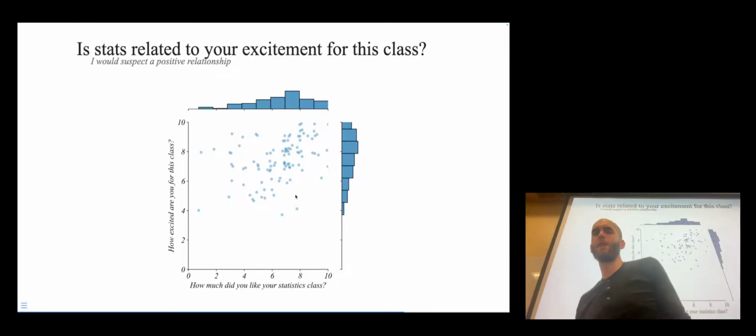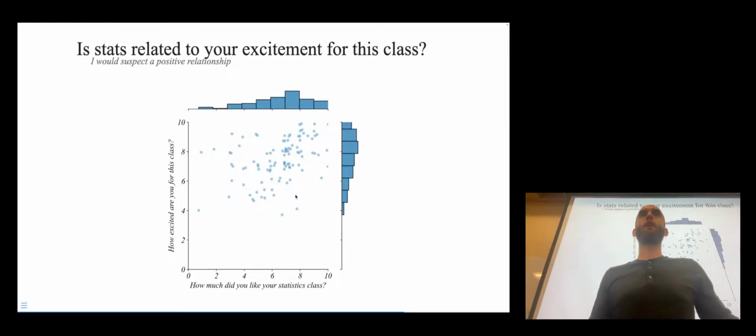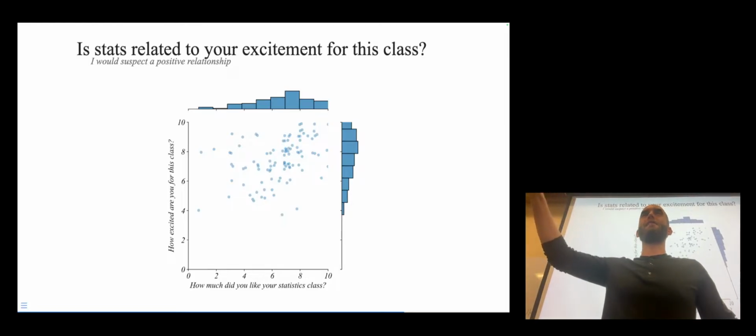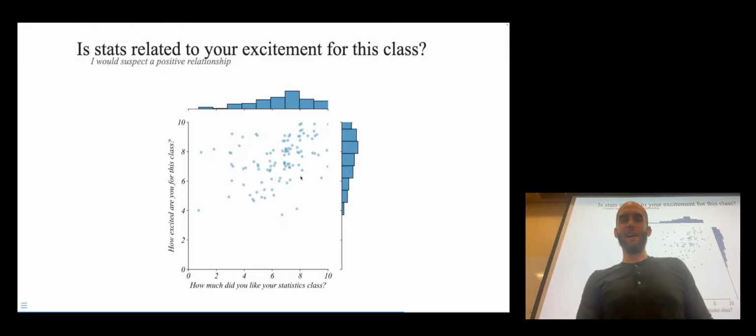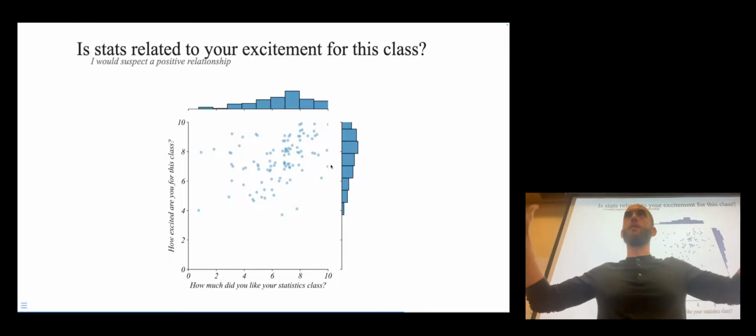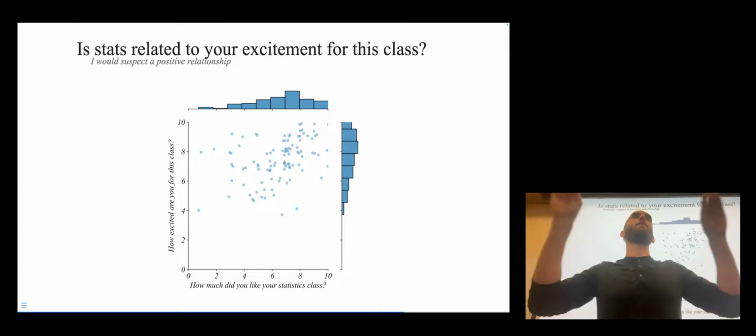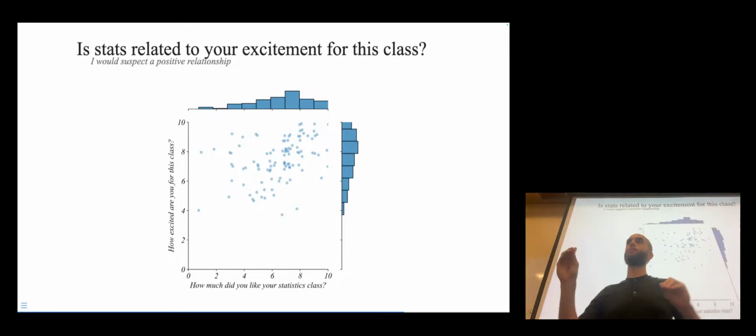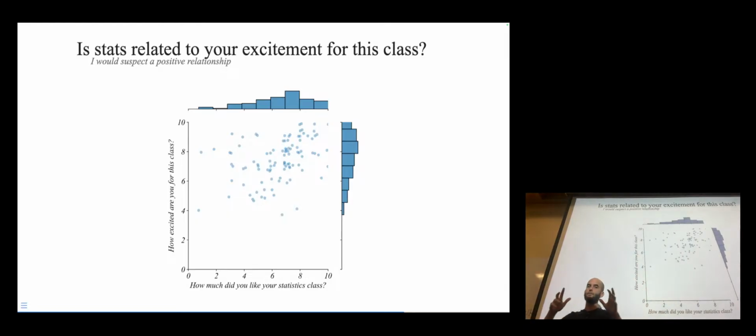And it turns out, thankfully, a lot of people are somewhat excited. I collected this before we did Python last class, so maybe this has gone down a little bit. But on the vertical axis, we have your excitement for this class, and then I have a histogram of that excitement on the vertical axis. And going in, when I collected this data, I would suspect that there's a positive relationship between these two variables. And generally, that's what we see. If you liked your statistics class, which is maybe the closest previous class to what we're doing in this class, you would come in with maybe a little bit more excitement for what we're doing in this class.